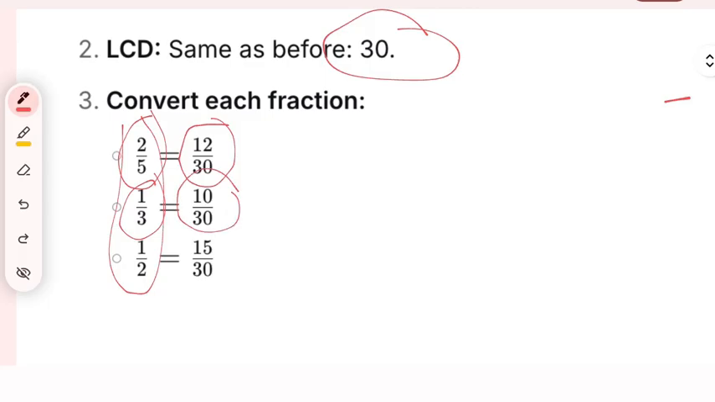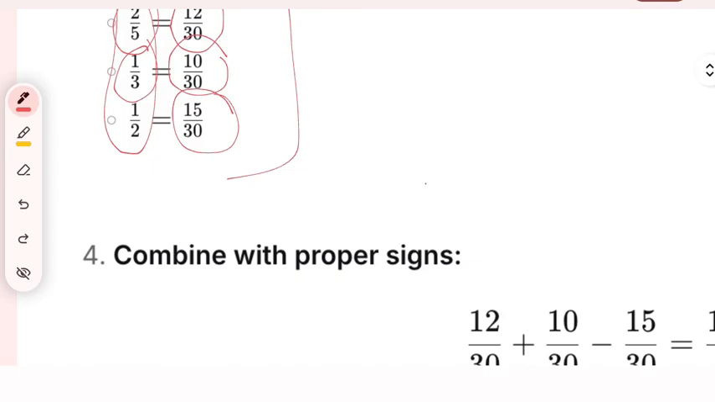And for the last fraction, we have 1/2. How can we make the denominator 30? We will multiply it by 15. So we will multiply the numerator as well. 1 times 15 is 15, and 2 times 15 is 30. So we have 15 over 30. Now that we have all three fractions with the same denominator of 30, we can proceed with the operations.